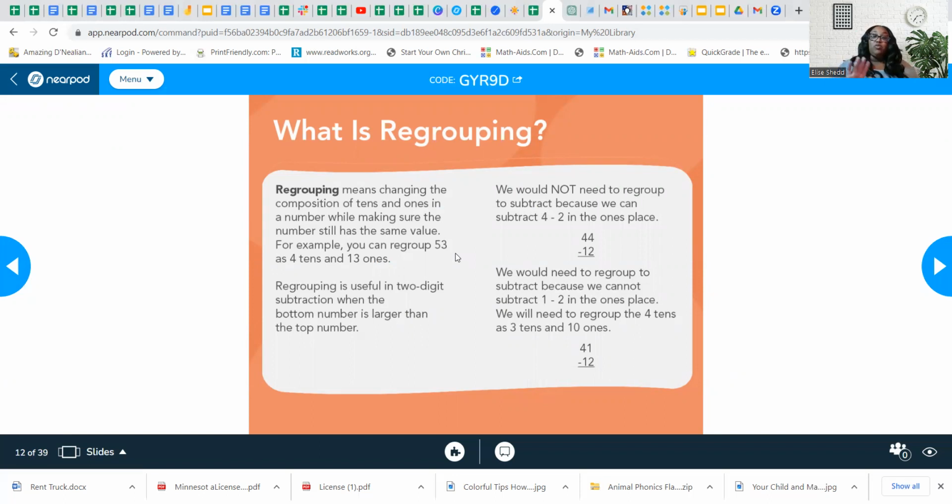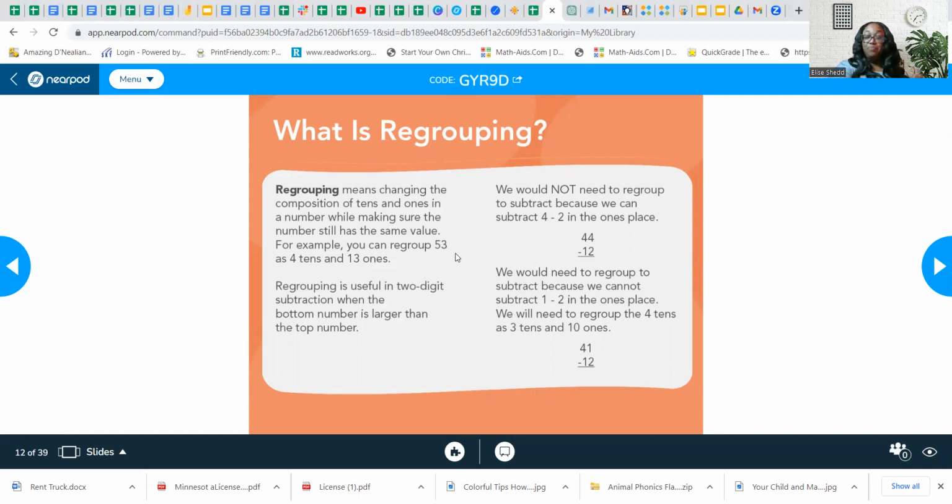Regrouping is useful in two-digit subtraction when the bottom number is larger than the top number. Now, I know in times past, if you saw 0 minus 4 or 4 minus 0 when you were in first grade, you're thinking, oh, I can subtract that, and I don't have to do anything with it. Well, when you start to subtract two-digit numbers or bigger numbers, if the number is small at the top and the number is bigger at the bottom, like 4 minus 8, you cannot say 8 minus 4 equals 4.